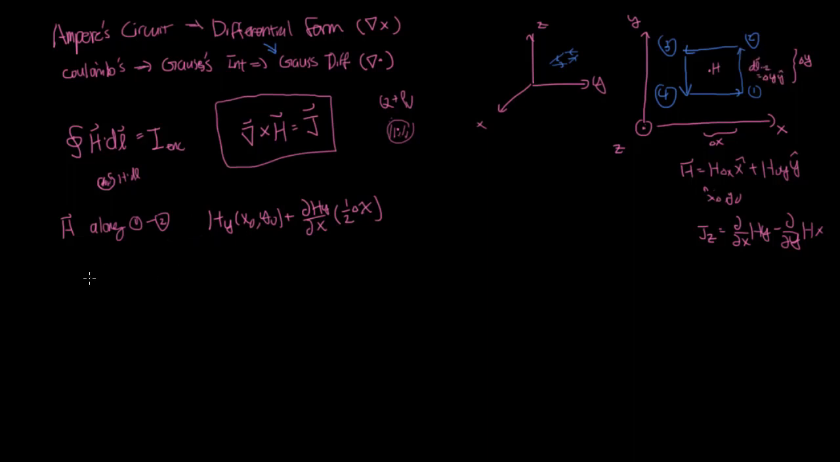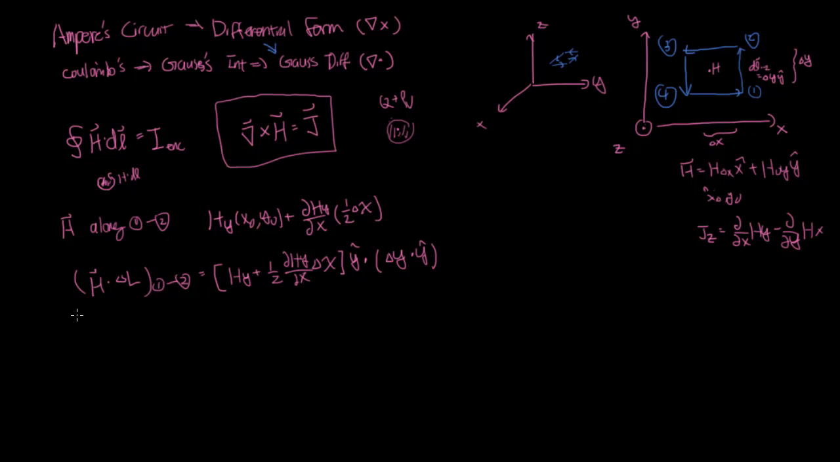So for the first line segment, the one that we just did, H dot delta L for line segment 1 to 2 is going to be what we had here. So Hy plus 1/2 d Hy by dx delta x. I'm just going to pull the 1/2 out. And then that's going to be in the y direction. And in this case, our dl is going to be delta y in the positive y direction.